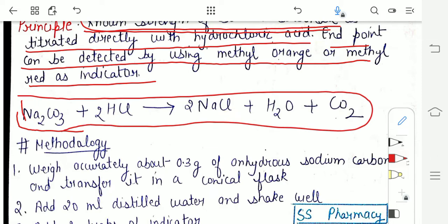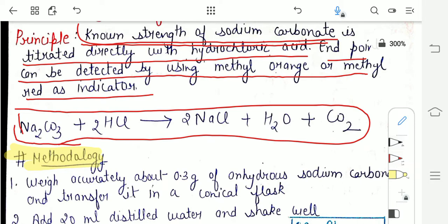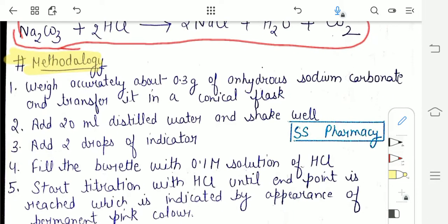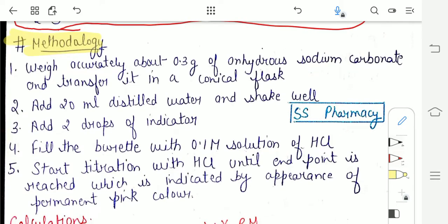Okay, so now let us begin with the methodology for this titration. This is just the general principle for the titration which we are going to carry out. If you want to understand better what exactly standardization is, you can check out my other video for it. Here I'm not going to explain in detail, therefore I'm directly beginning with the methodology. Okay, so now let us start.